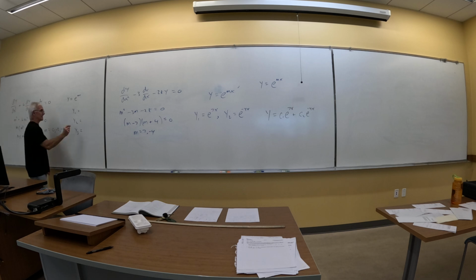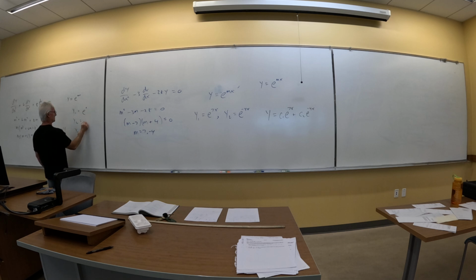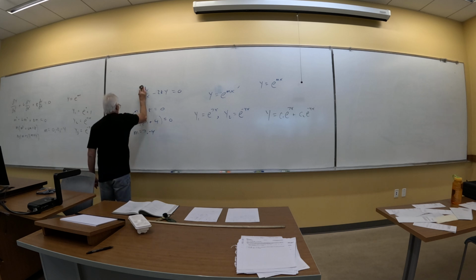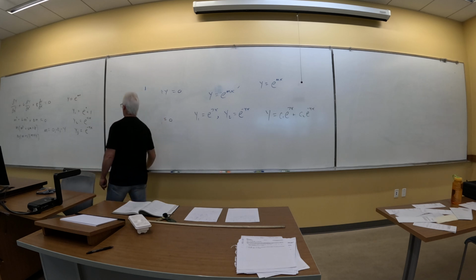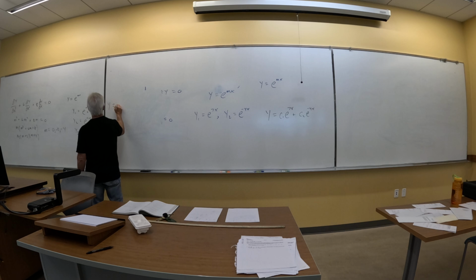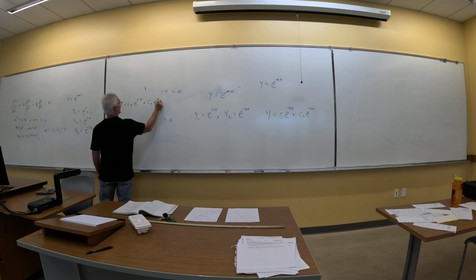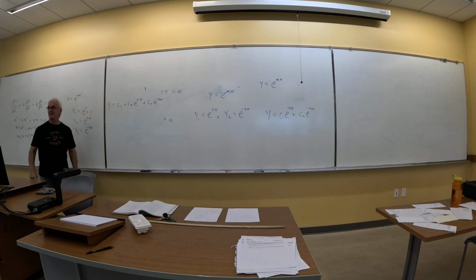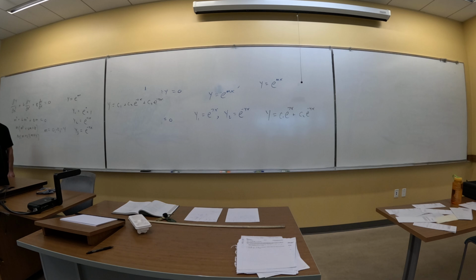So the first one will be e to the 0. The next one? E to the -2. And the next one? E to the 0. What's that? 1. Does that seem weird? No. So therefore, what is my final answer? C1 plus C2 e to the negative... Yes, I have to have that term in there.